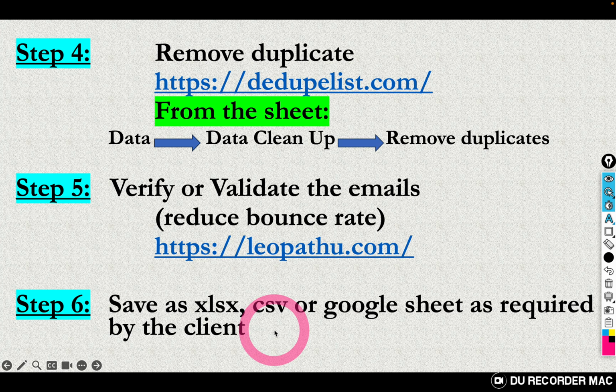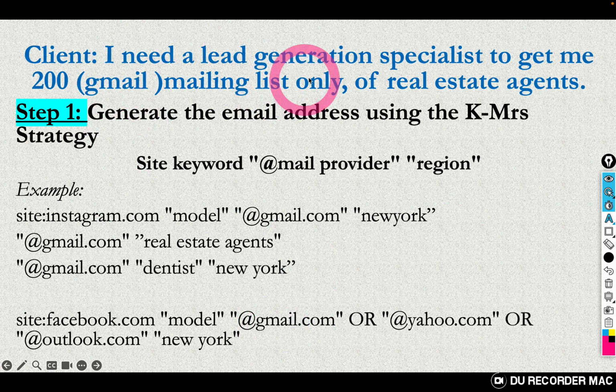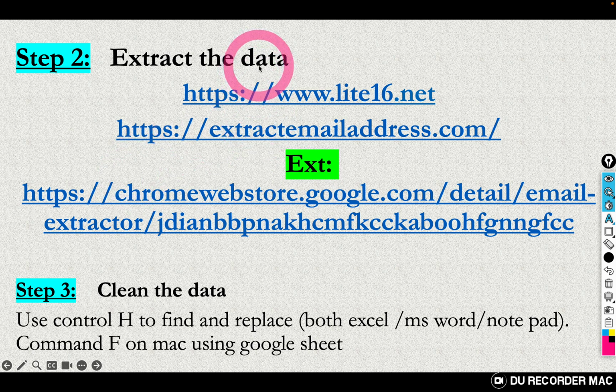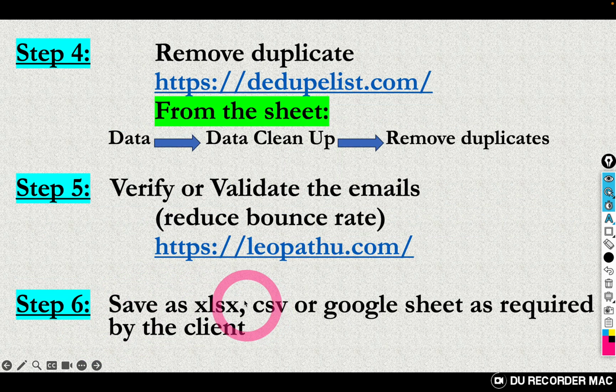Do you understand? Let me go through the steps again before we start. The client has said, I need email lead generation, specifically Gmail, of real estate agents. It did not specify any location. What is step 1? Just imagine this is a job from a client. Step 1 is to generate the email address using the KMC strategy. Step 2, we extract those email addresses using either an extension, whichever is convenient for you, or this site. Step 3 is that we clean the data. Step 4 is that we remove duplicates from our data. Remember the raw data that I showed you? We had duplicates on that sheet. Step 5 is that we verify and validate our emails so that we can reduce the bounce rate.